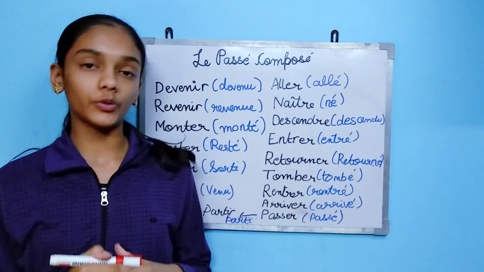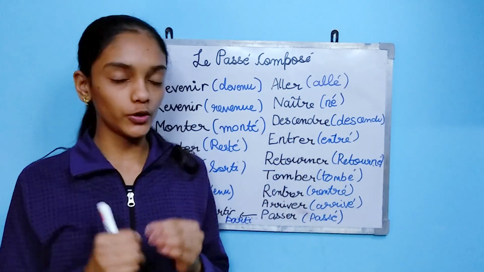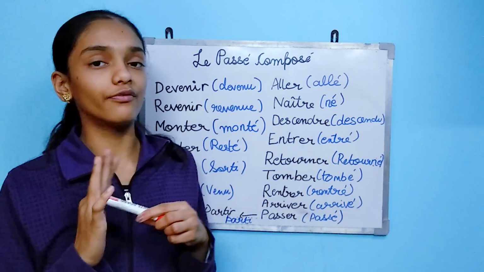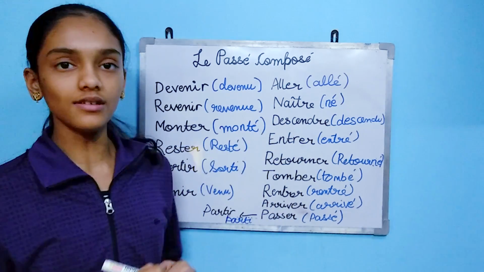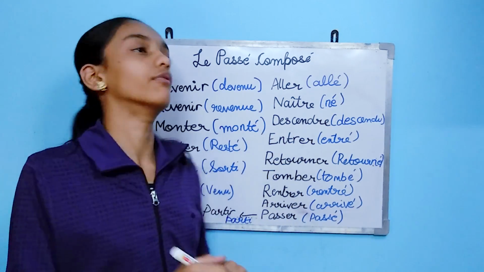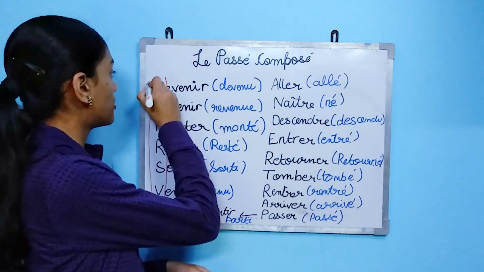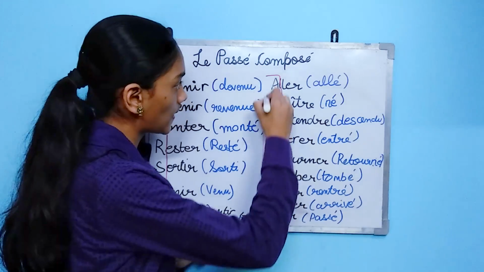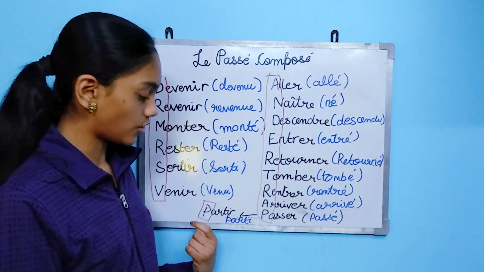Now, as I told you, être conjugation is done only with a few words, and here is a list of those words. Now there's a very simple trick by which you can learn all these words. You just need to remember one word, which is over here. And the last one is here. I did not have space, so I wrote it over here.